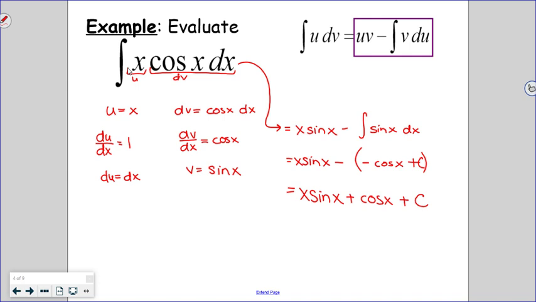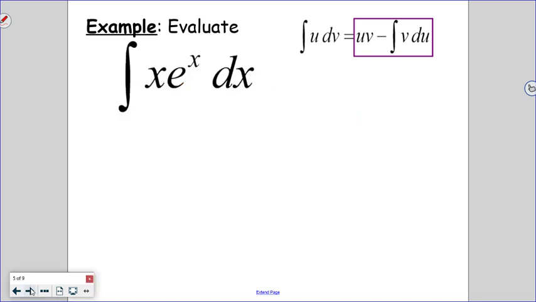All right, so that was kind of easing our way into this. Let's look at another example here. Very similar. The second function on this one is an e to the x, so x e to the x dx. Again, today, through our notes, I'm going to kind of help us with what we're going to let u equal and what we're going to let dv equal.